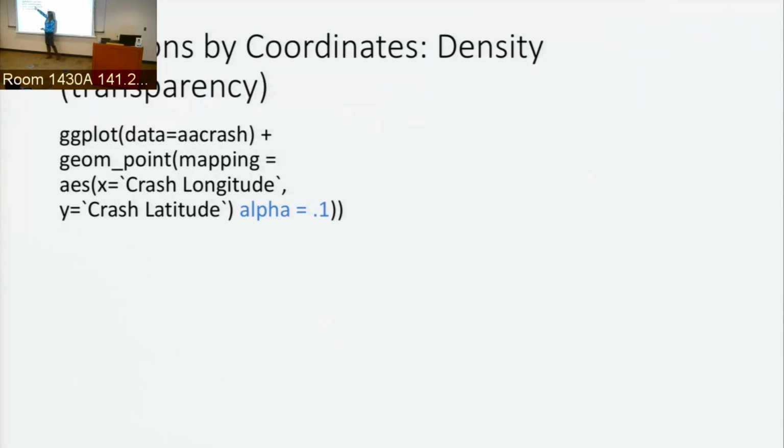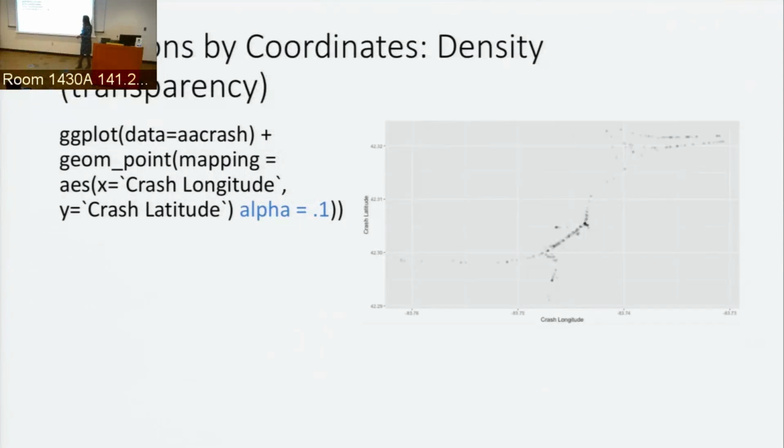So this code here has mapping equals aes. Within the aes, you're going to have your x and y coordinates. You're going to close that parentheses, have a comma, sorry that's missing here, and then let's just play with one value here, 0.1. So this is going to give our dots a transparency of 0.1. Everything else is the same, and when we plot that, you can see a little more clearly where the clusters actually are. We have a pretty big cluster in this section, not so much in these other parts.